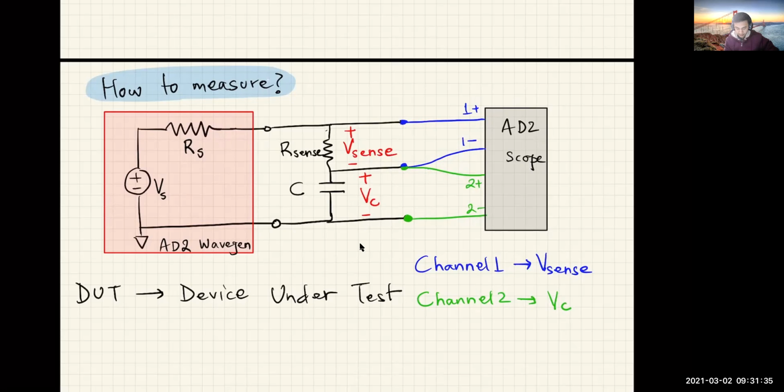In reading the text in the lab manual, you'll come across this term called the DUT, which basically stands for device under test. So in this test circuit, the device under test is the capacitor. You can use the same test circuit to measure an inductance, and you just say that the DUT is now an inductor instead of a capacitor, right?